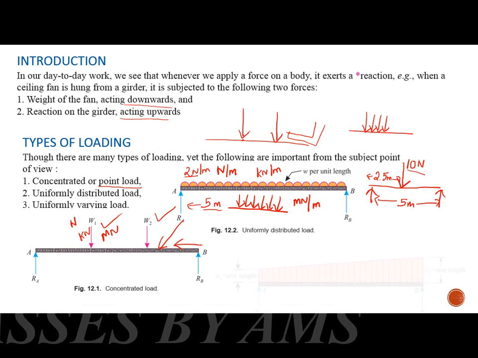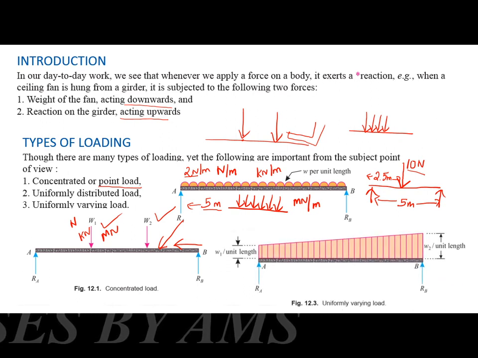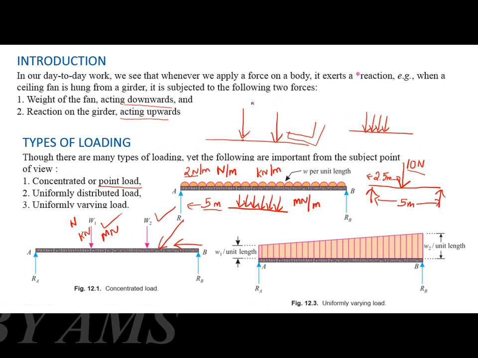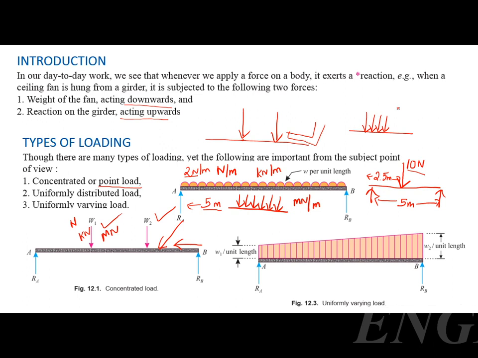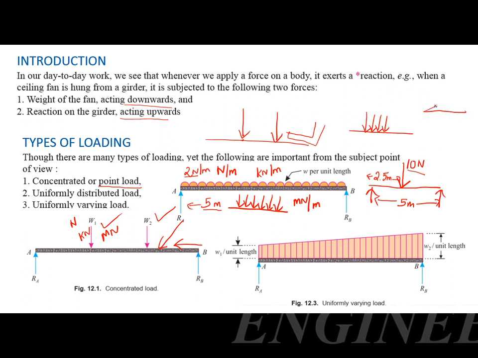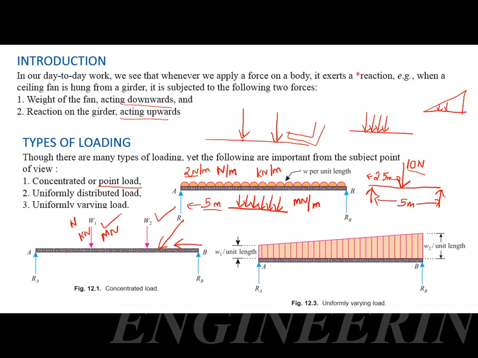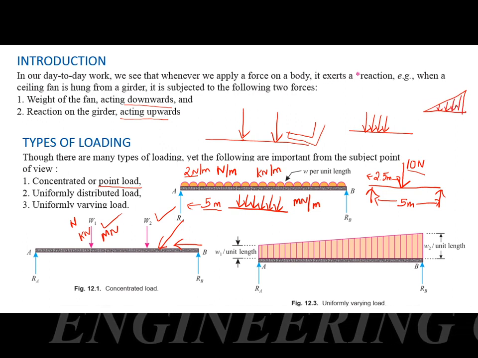The next thing we will be discussing is the uniformly varying load. Normally we will be representing a uniformly varying load with the help of a triangle, or arrows having increasing dimension. Here is one example.